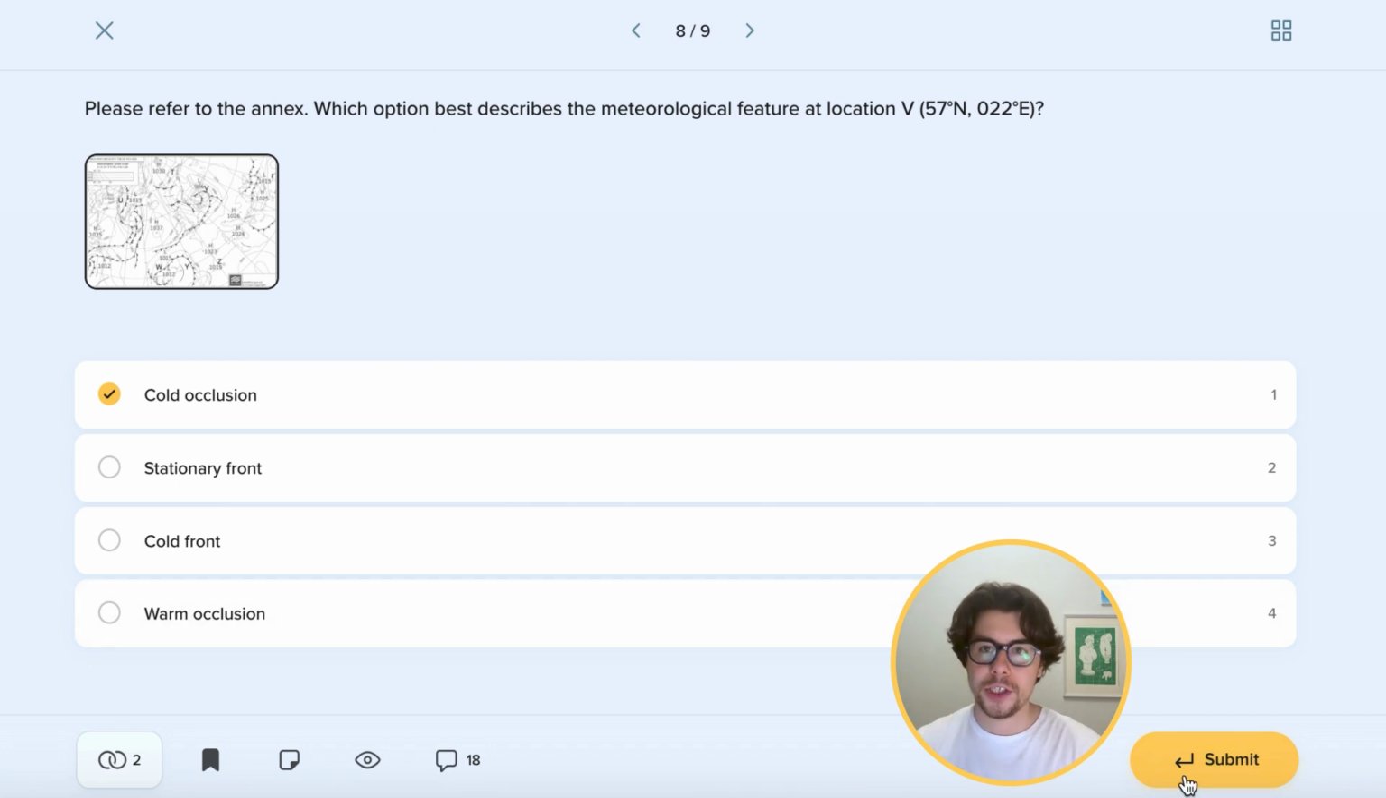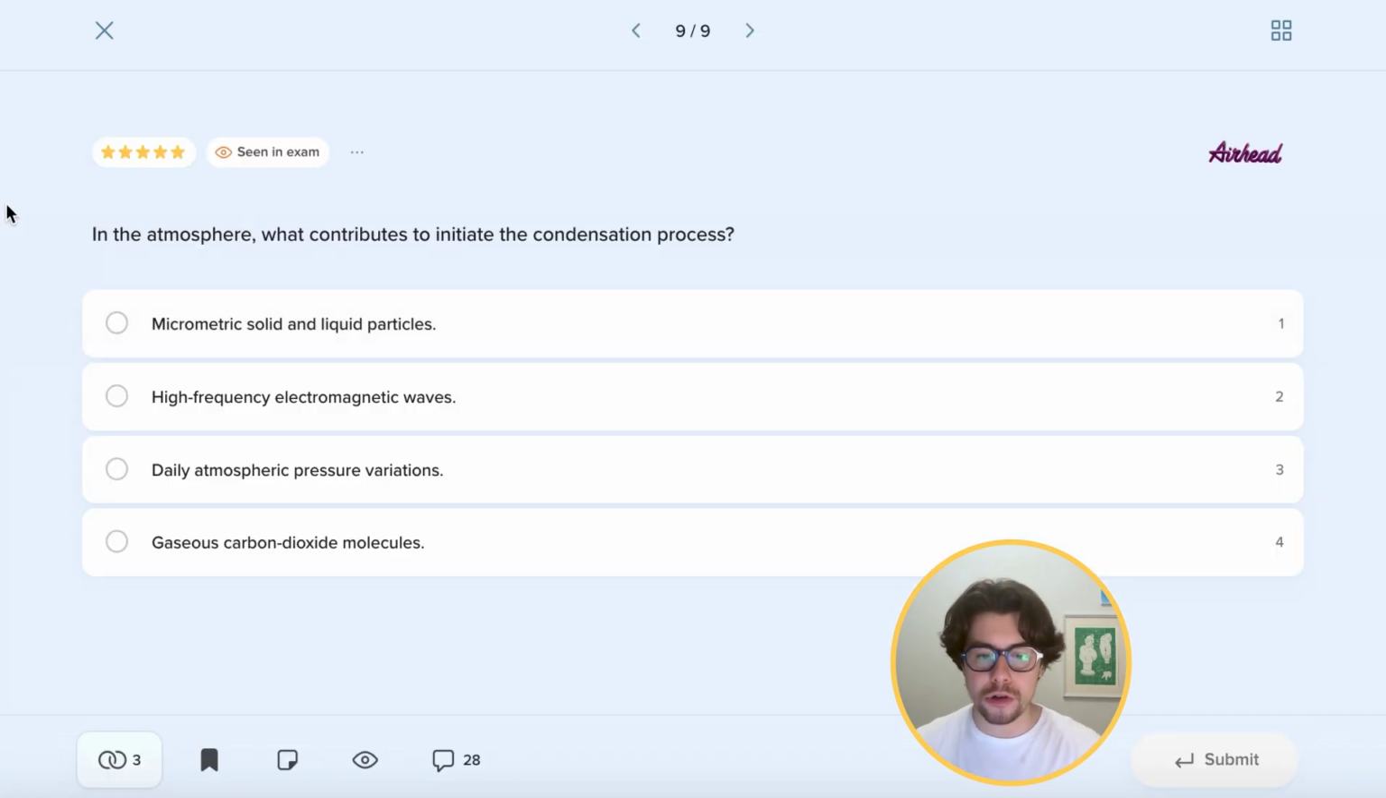And lastly, question number 9: in the atmosphere, what contributes to initiate the condensation process? There's a rule of thumb which essentially says that water vapor requires a surface in order to change phases and change its state. So without a surface, water vapor cannot really condense. And this is where the condensation nuclei come in for the clouds just to be able to form, as well as, and mainly, for the precipitation to start forming.